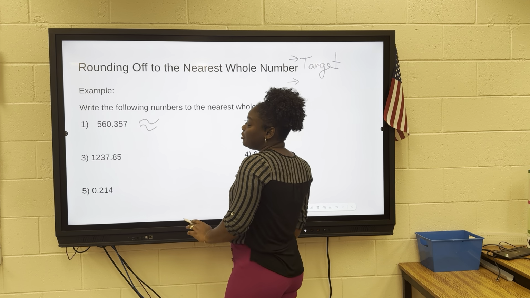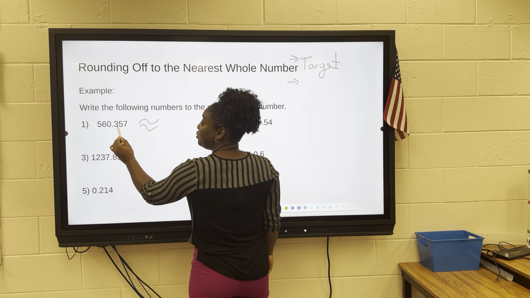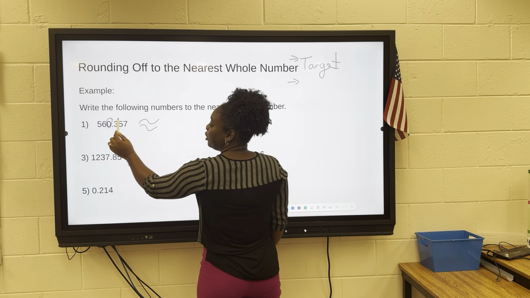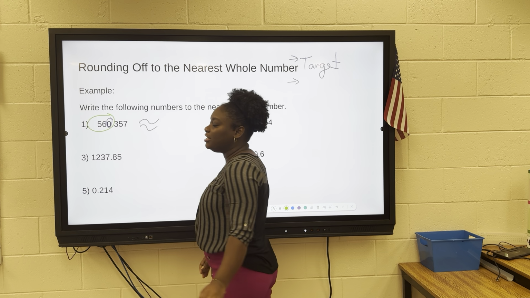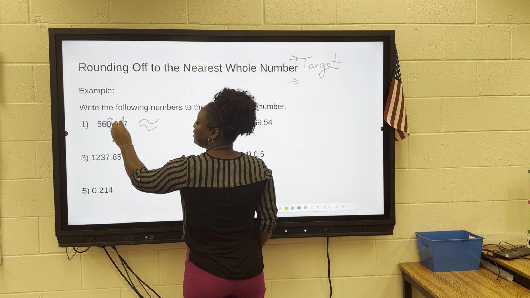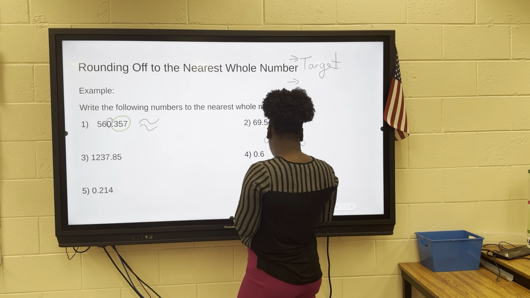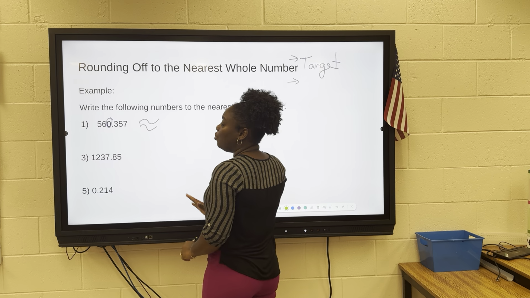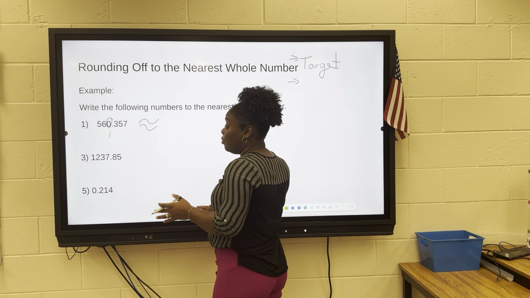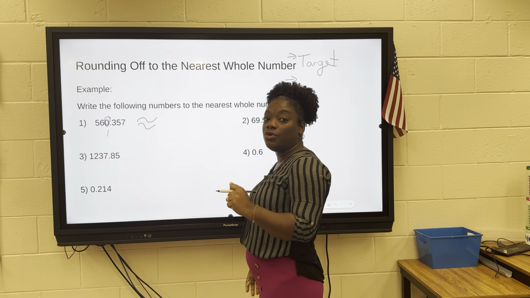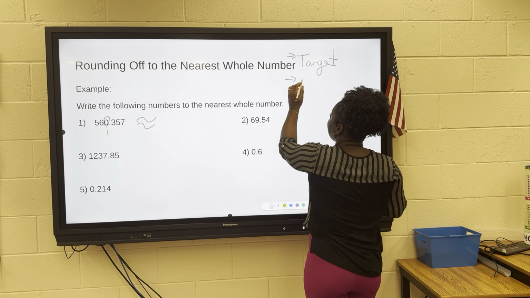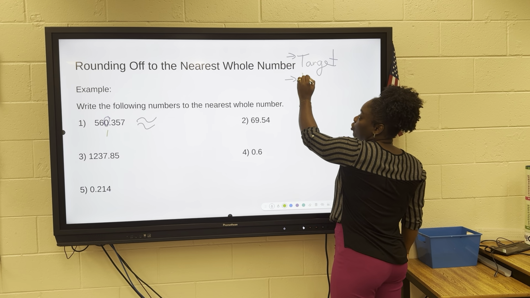And remember this sign from our last video, the approximation sign. Alright, nice. So our target is going to be the last digit in our whole number section, because what you must note is that that is our whole number section, and this side is our decimal. Alright? So the last digit, which is the ones place in our whole number section, is going to be our target.